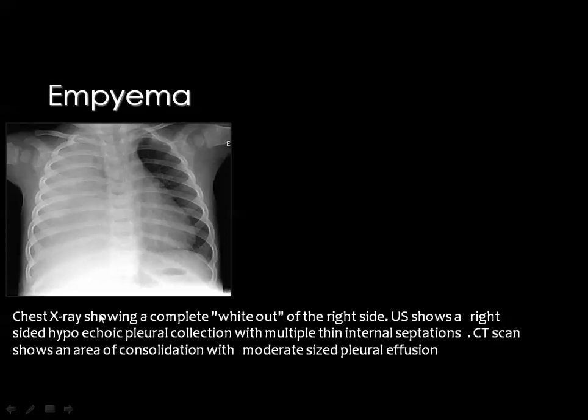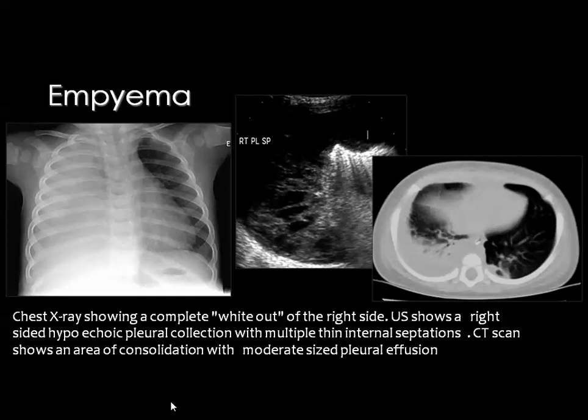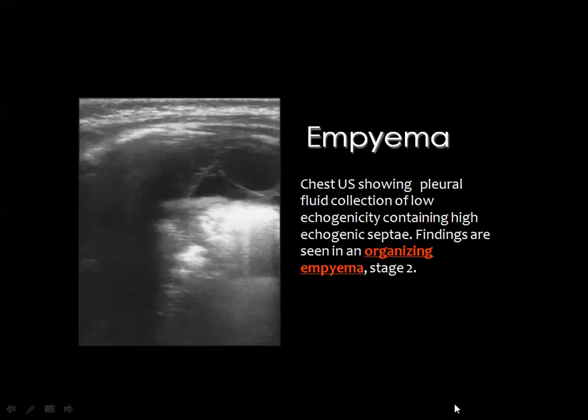Then here is a chest X-ray showing an opaque right hemithorax with obliteration of the costophrenic angle, denoting the presence of pleural effusion. By ultrasound, you can see the septations within the effusion. By CT, you can see the effusion and the underlying consolidation.